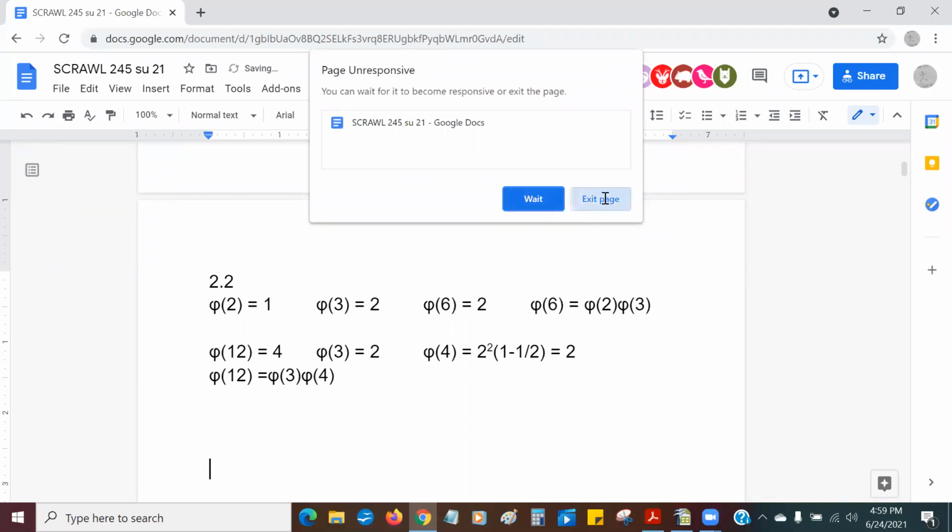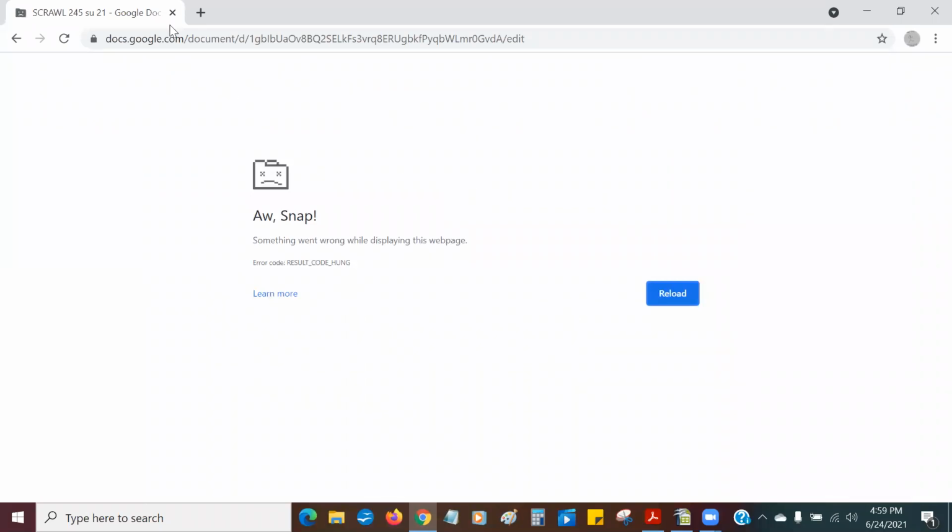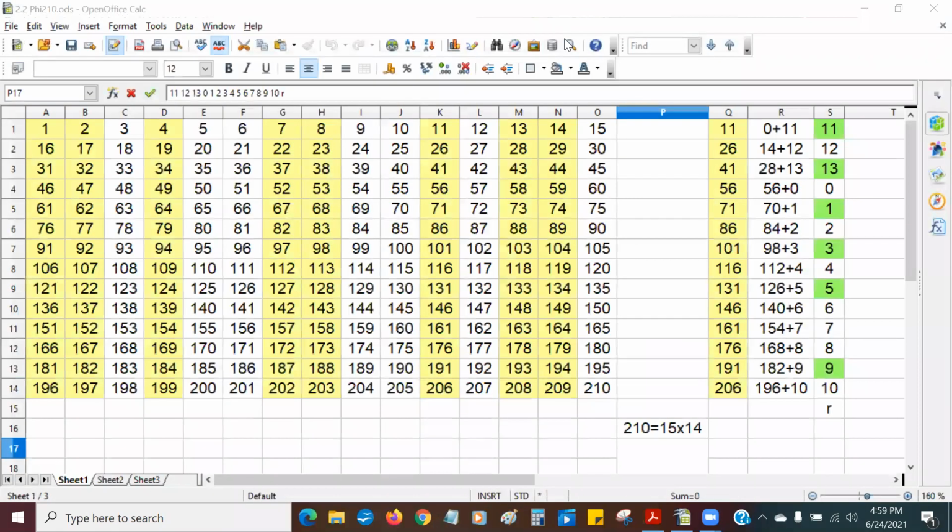Anyway, phi of 210 winds up being 48, and it's 6 times 8, and that's the story.